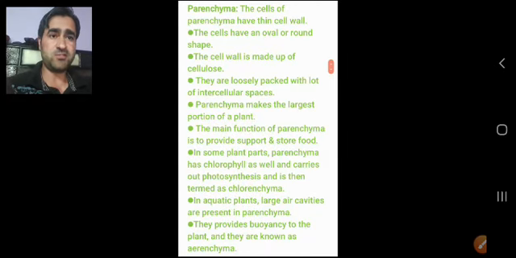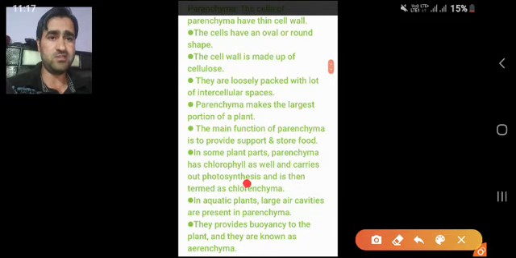In some plants you will find parenchyma has chloroplasts. So obviously they will contain chlorophyll and carry out the process of photosynthesis in some plants, and there they are known as chlorenchyma. So that is chlorophyll plus parenchyma, known as chlorenchyma tissue.